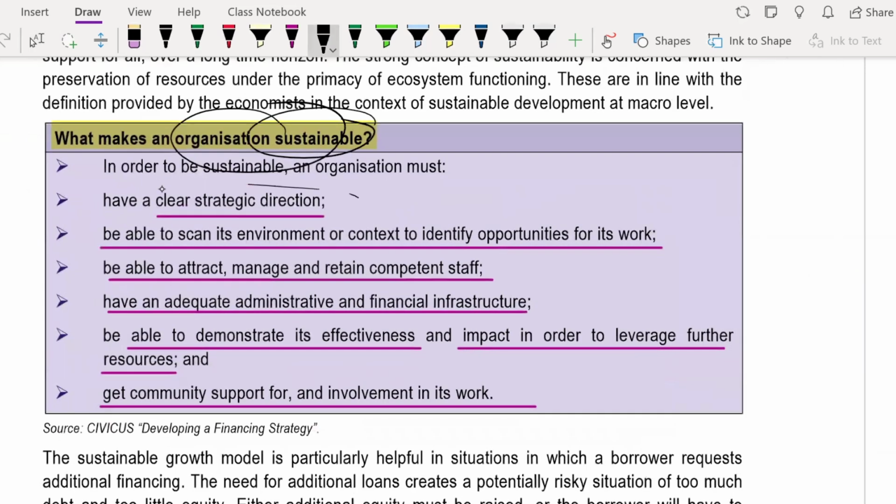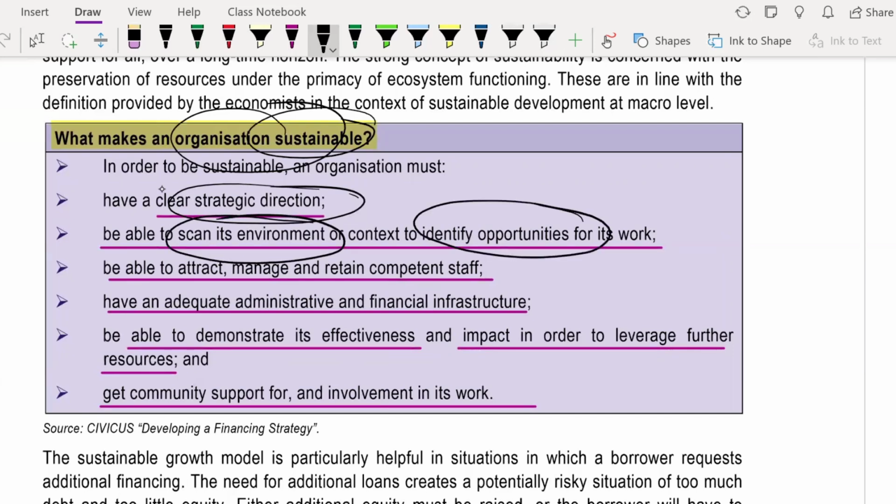First, it should have a clear strategic direction of where it wants to go in the future. If it has big goals, then it should be able to scan its environment and identify the opportunities where it can work and make good revenue or profit. And to do all of this, there should be very good competent staff, intelligent people and good entrepreneurs, so that they are able to bring out the vision and attain it. So your company must be able to attract, manage and retain these competent staff.